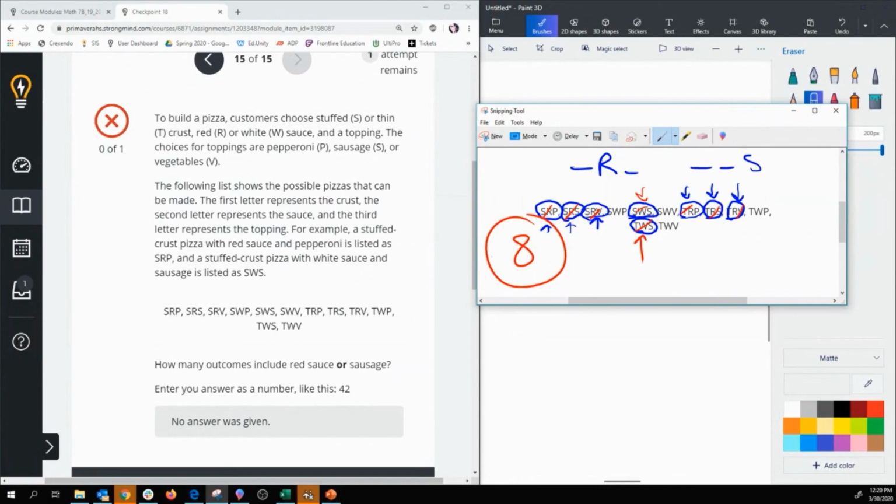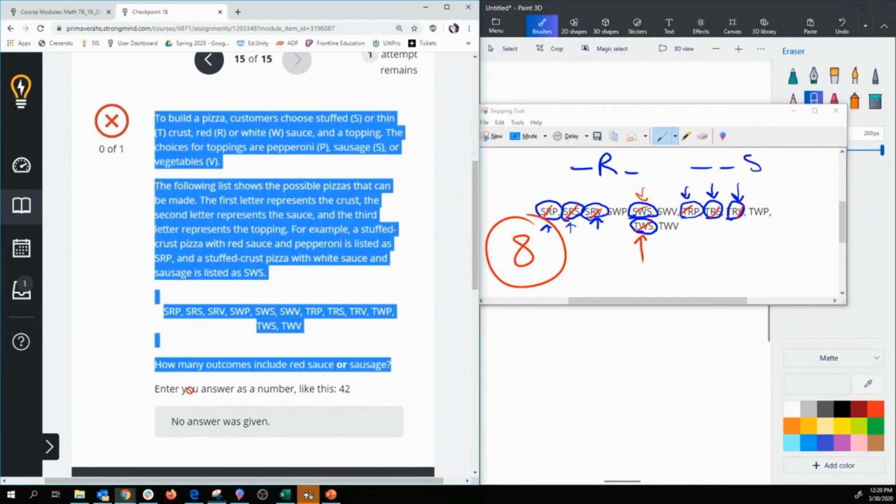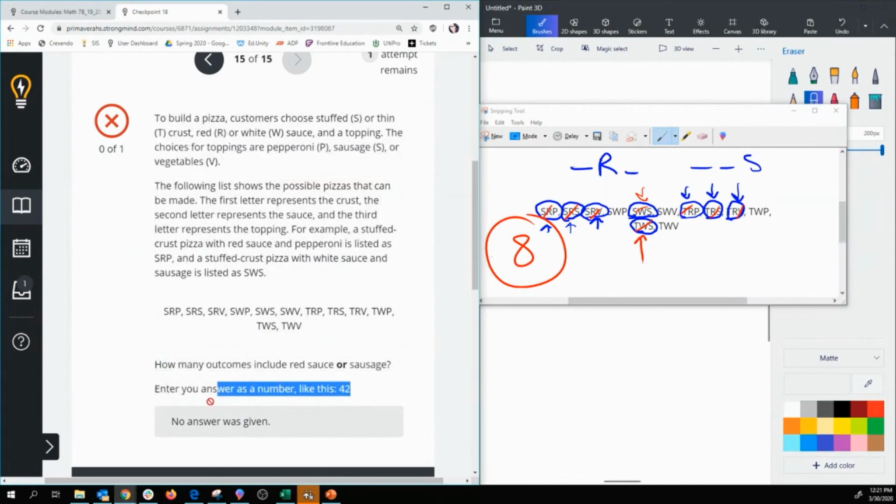Dawson, it doesn't have to be out of 12. It's just 8 because remember, it's only asking for outcomes. If it was asking for probability, that's when you would enter it as a fraction. And again, use this to help you remember. It says enter your answer as a number, like this, 42. So that's a hint for you to be like, oh, I only need to type in 8.